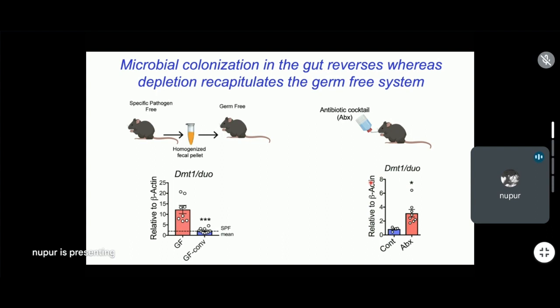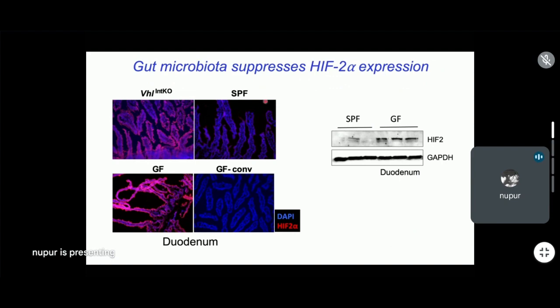To confirm that this is indeed happening through HIF2, we now look at immunofluorescence staining of HIF in the intestine, also by Western, with a positive control. As I mentioned, VHL is the one through which HIF2 is degraded. These are intestinal VHL knockout mice, and you see HIF2 is robustly expressed here. In the normal or SPF mice, the expression is totally gone.